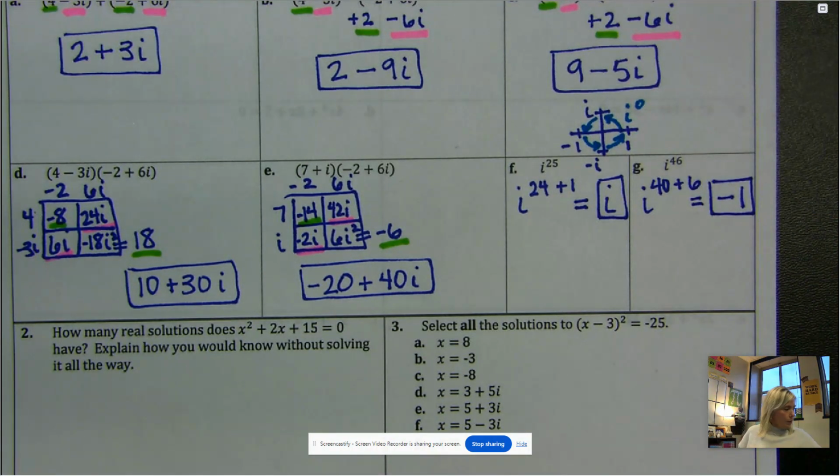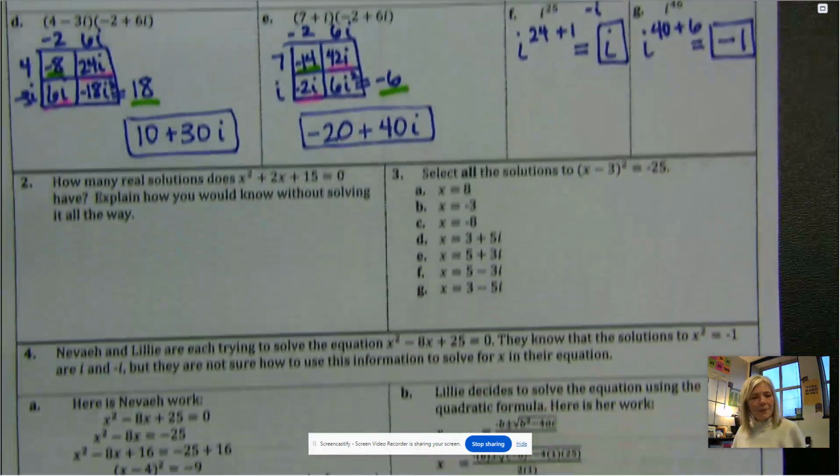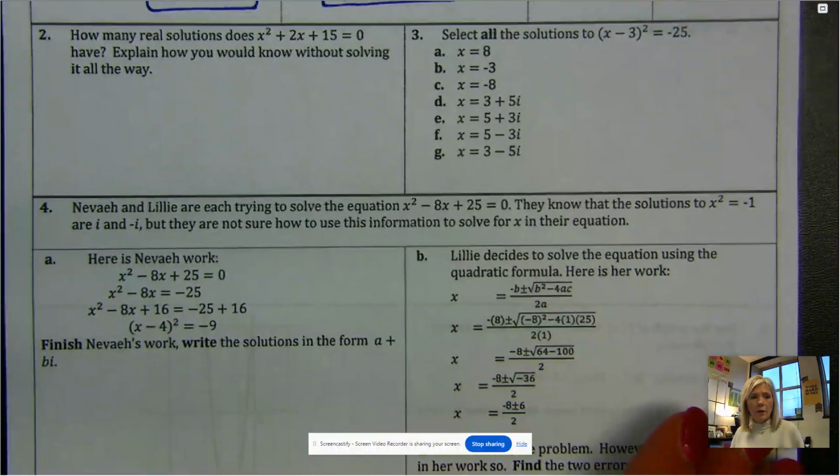All right, moving right along. Get my calculator. In the next section, now we're going to start looking at some quadratic equations.